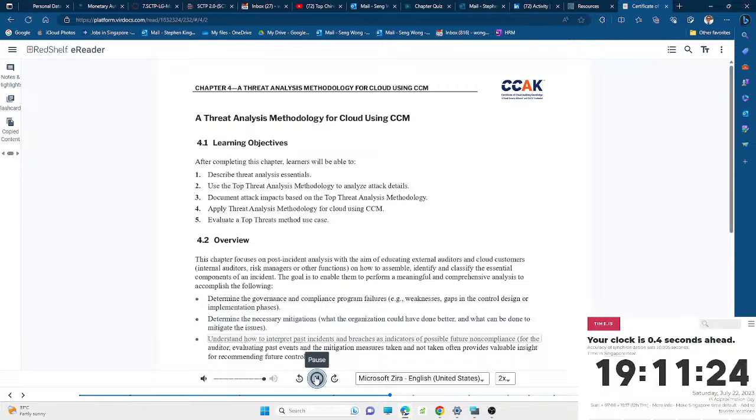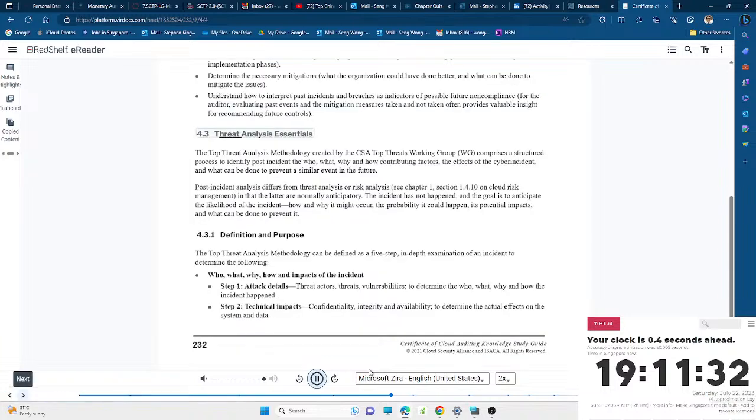Understand how to interpret past incidents and breaches as indicators of possible future non-compliance. For the auditor, evaluating past events and the mitigation measures taken and not taken often provides valuable insight for recommending future controls. 4.3 Threat Analysis Essentials. The top threat analysis methodology created by the CSA Top Threats Working Group, WG, comprises a structured process to identify post-incident the who, what, why and how contributing factors, the effects of the cyber incident, and what can be done to prevent a similar event in the future.